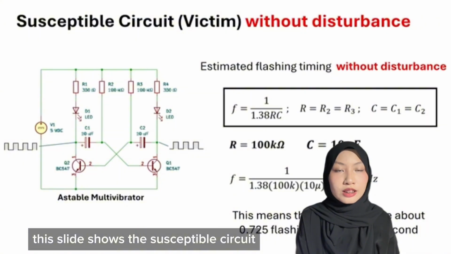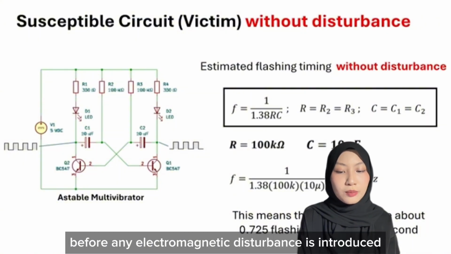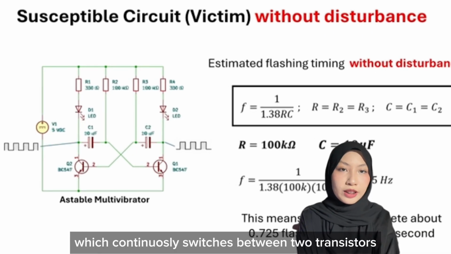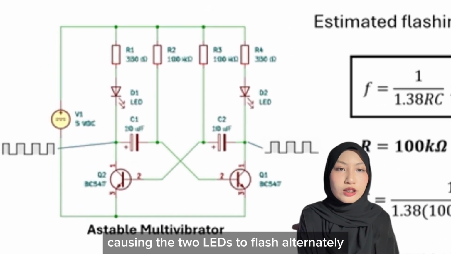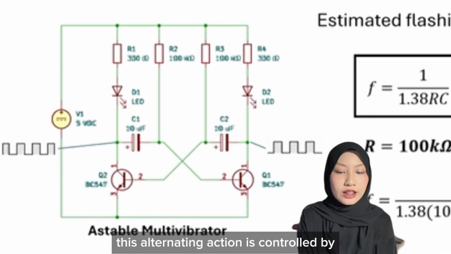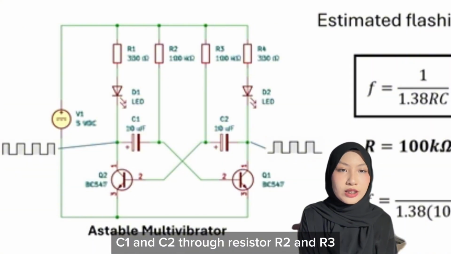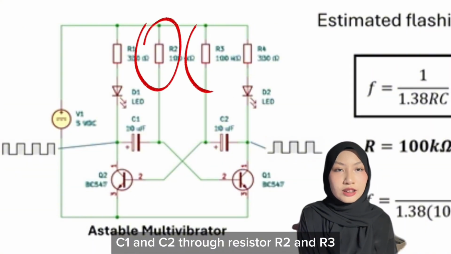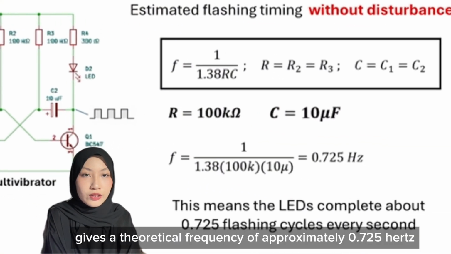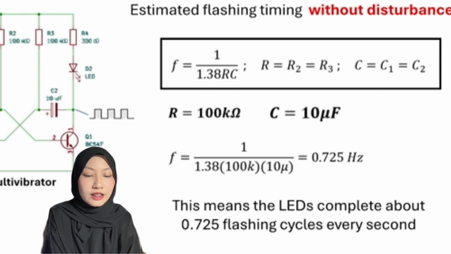This slide shows the susceptible circuit, also known as the victim circuit, before any electromagnetic disturbance is introduced. The victim circuit is an unstable multivibrator which continuously switches between two transistors, causing the two LEDs to flash alternately. This alternating action is controlled by the charging and discharging of capacitors C1 and C2 through resistors R2 and R3. Substituting these values into the equation gives a theoretical frequency of approximately 0.725 Hz. This means the LEDs complete about 0.725 flashing cycles every second.